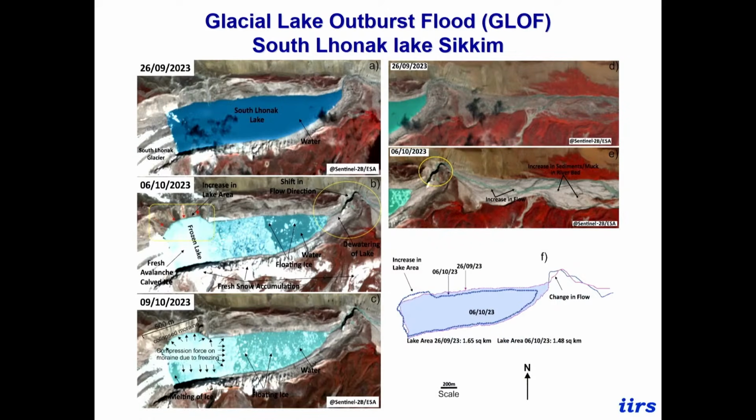This is one example of South Lhonak Lake, where multi-temporal satellites have been used to see what actually triggered those flash floods, how the moraine collapsed, and how the conditions of the lake changed, from a frozen state to floating ice sediments, and how the volume of water changed. So all these can be observed. In this case, when the area is cloud free, optical sensors provide very accurate information, and so optical satellites have been used.